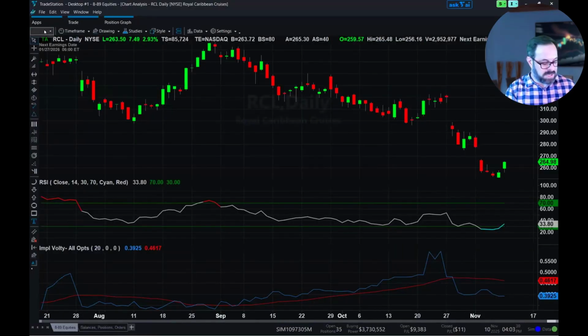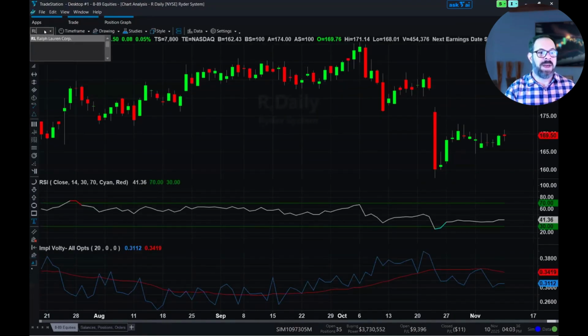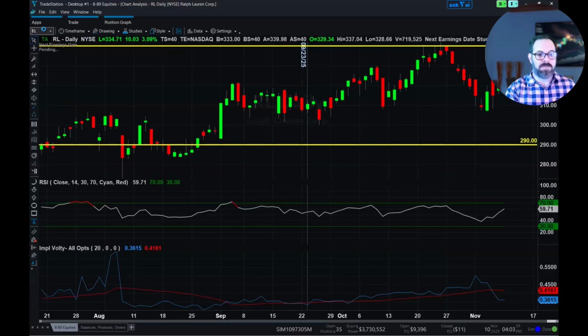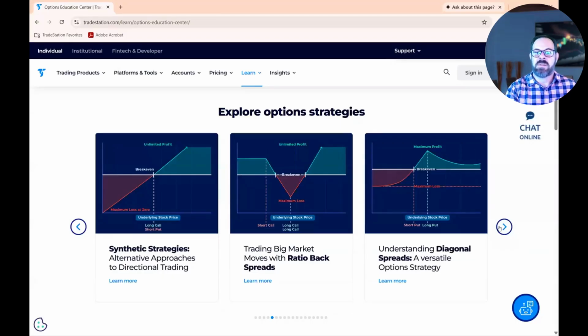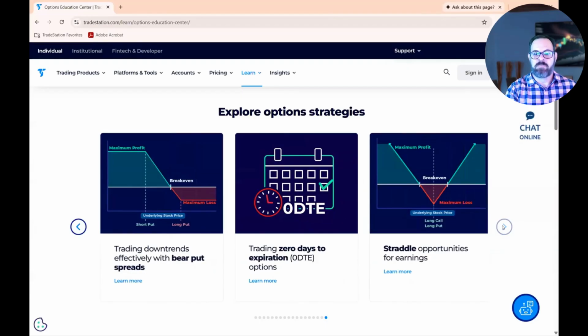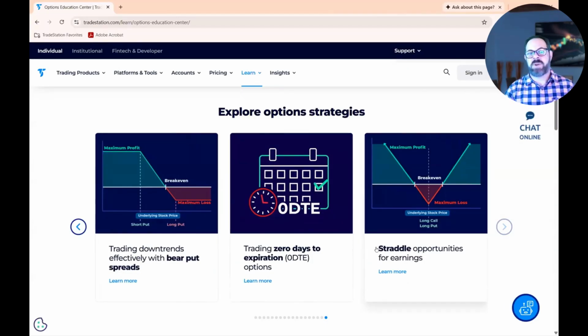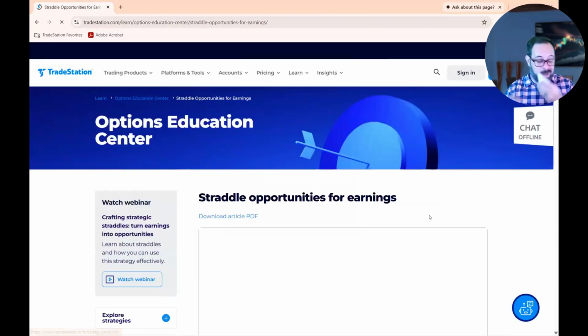Anyway, one of the things I want to look at, oh no, that's the wrong symbol, RL, going back to one of the very first strategies that was discussed in the Options Education Center. Basically, if you scroll through all these, lots of popular strategies there. And one, we have straddle opportunities for earnings. And again, when you click on those, excuse me, bad allergies with the huge winds today.